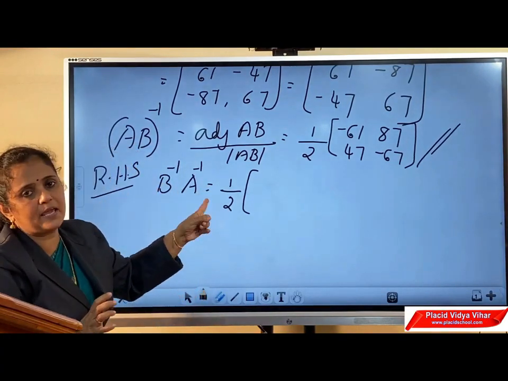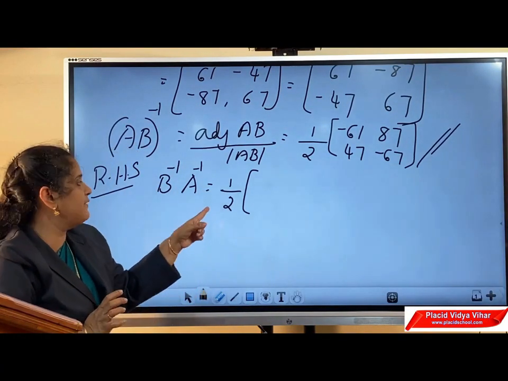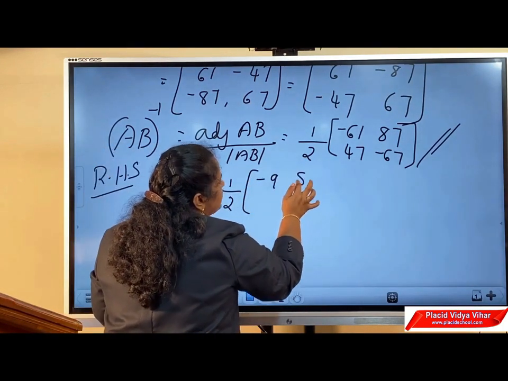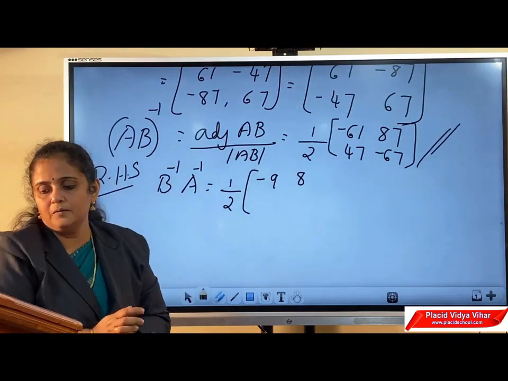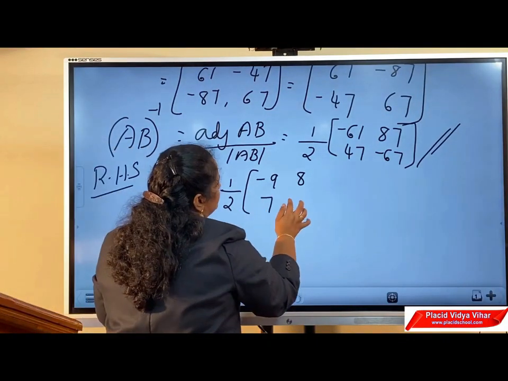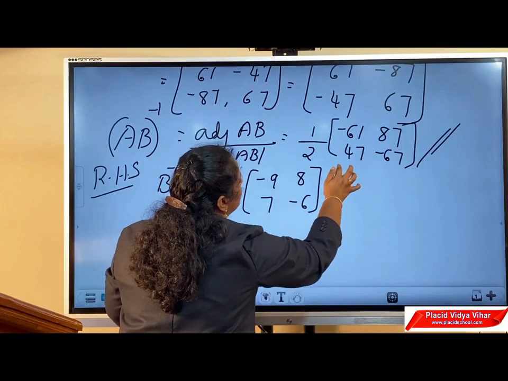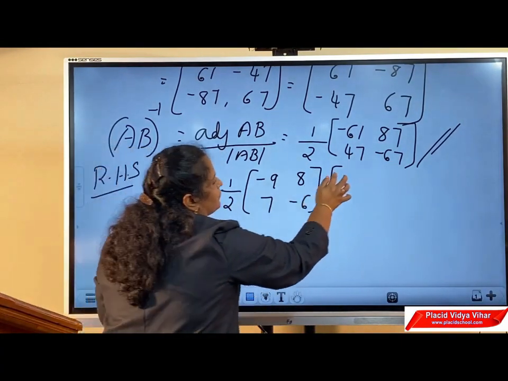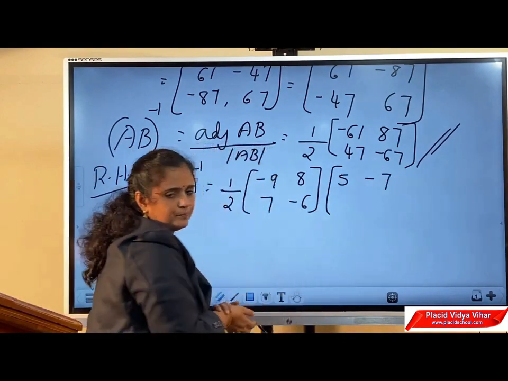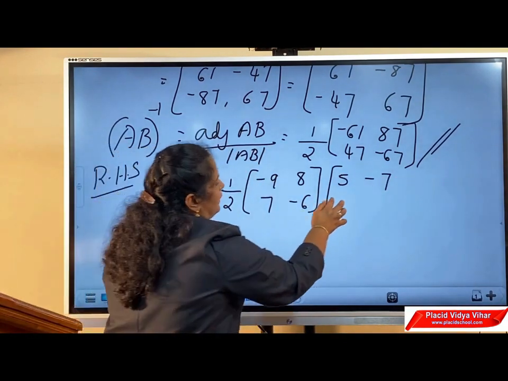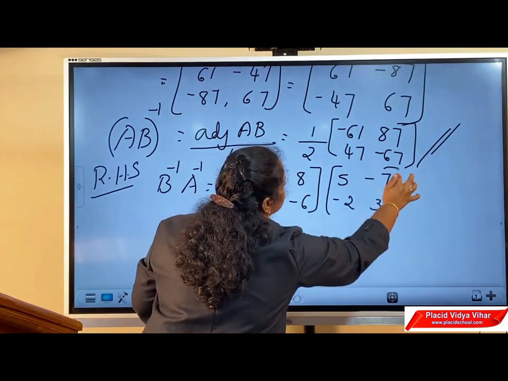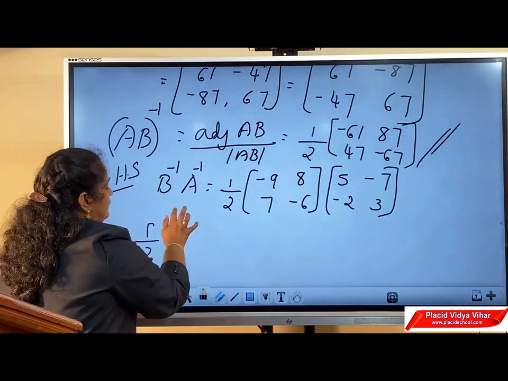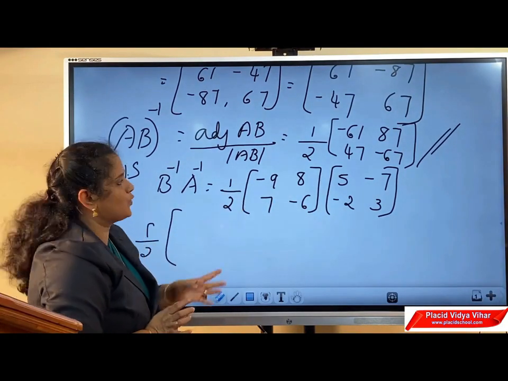minus 1 by 2 is there. We can multiply each term by minus sign. Then we will get the answer 1 by 2 into minus 9, 8, 7, minus 6, into A inverse. A inverse, the answer is 5, minus 7, minus 2, 3. Multiply these two. That is 1 by 2 is already outside. Take the first row into the first column.